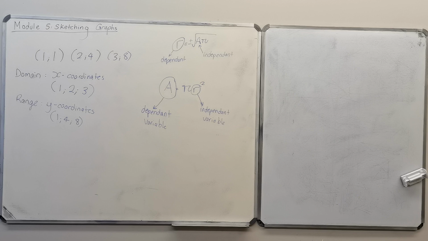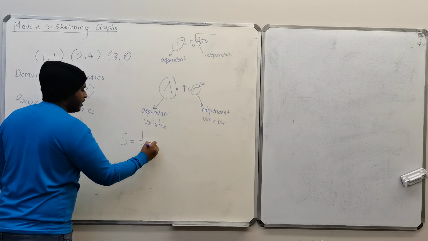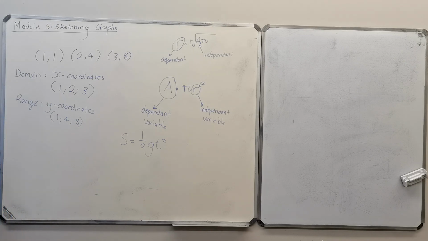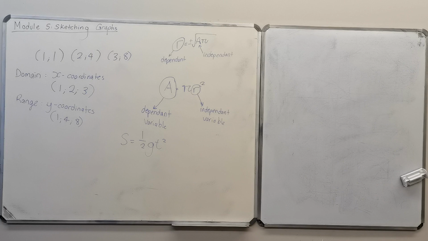If you look at the formula where they tell you S is equal to half g t squared, it's one of the formulas we use in science, right? What would be your dependent variable here? S, because S is dependent on what? Time. G is a constant, it's gravity, right? So your independent would be time, your dependent would be S. Okay, we're okay with that, right?